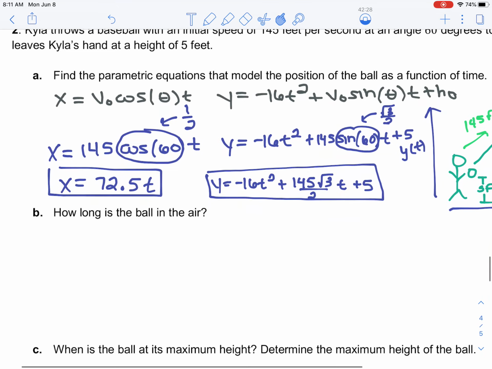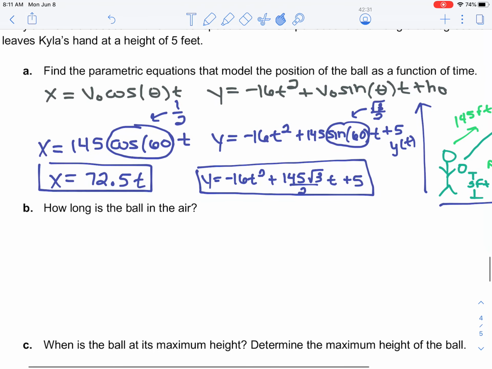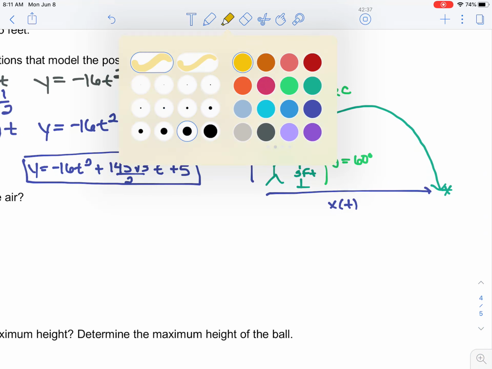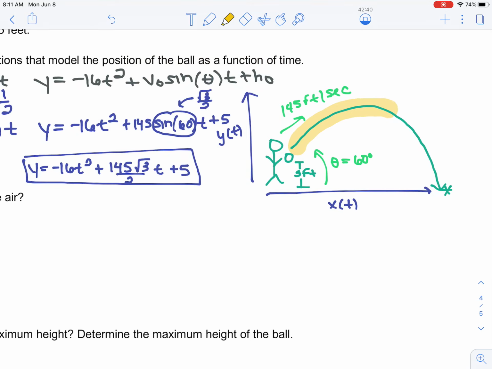Okay, B asks how long is the ball in the air? Okay, so what we want to do is figure out for how long the ball was following this projection, and at what value of t did it land on the ground? So we want to look at when our height is 0. We want to take our vertical distance equation, y equals negative 16 t squared plus 145 root 3 over 2 t plus 5, and set that equal to 0.